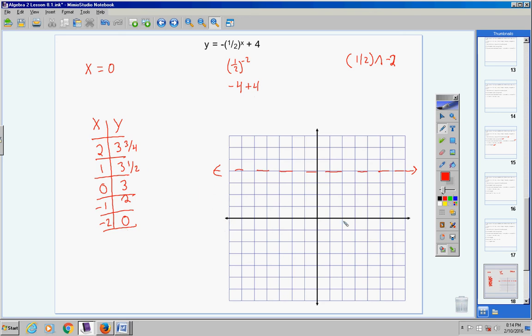2, so over 2, up 3 3/4. 1, 3.5. 0, 3. Negative 1 is 2. And negative 2 is 0. Can you not see that curve taking place? So here's the graph. Comes up, hits here, and now when you draw it, I'm not going to take points off if your line accidentally touches the horizontal asymptote, but it really shouldn't. It's getting closer and closer, but it will never touch that horizontal asymptote.